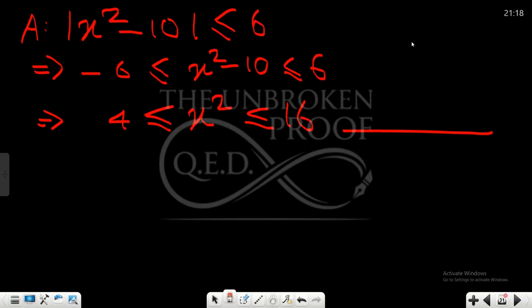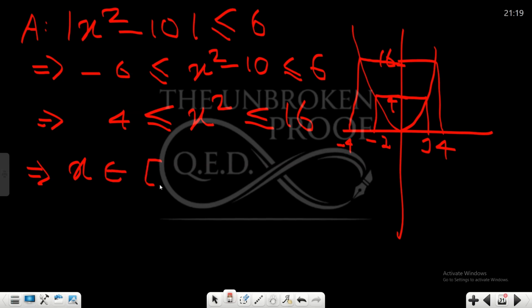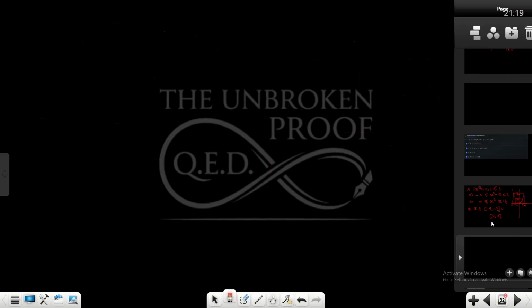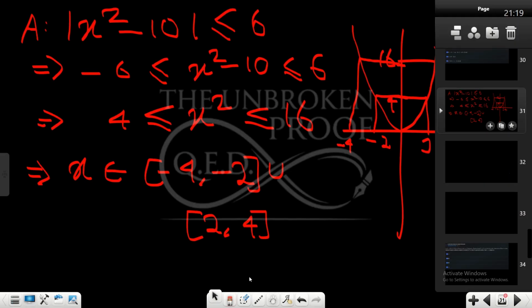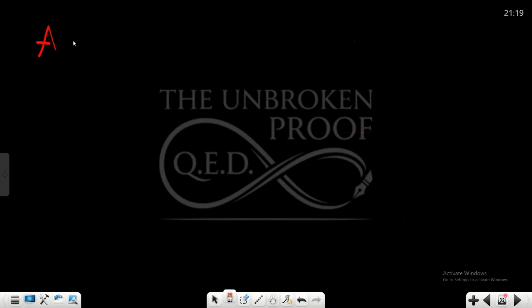Now if you plot this graph, here you will have 4 and here you will have 16, and for 4 you will get 2, and for 16 you will get 4. Even minus 2 and minus 4 are possible, plus 2 plus 4 is also possible. So finally we get to know that x should belong to minus 4 to minus 2 union 2 to 4. So this implies A should be this one.